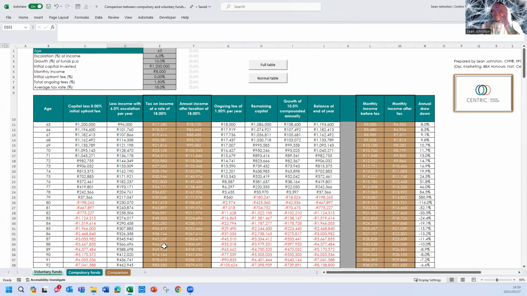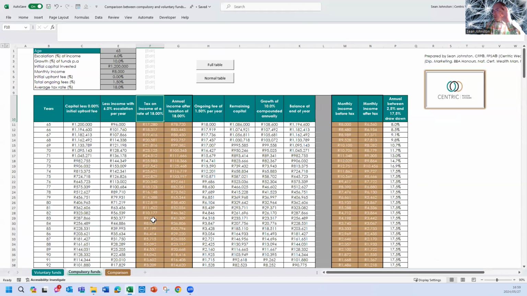I'll take the same scenario with compulsory money or non-discretionary funds. You can see here that it's 8%, 9.5, 9.1, 8.5, 9.1, 9.8.